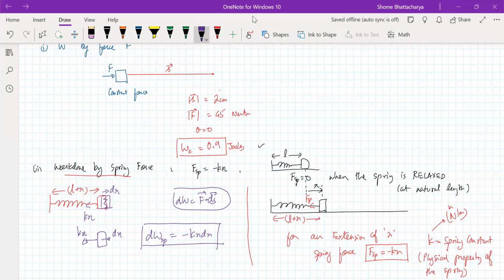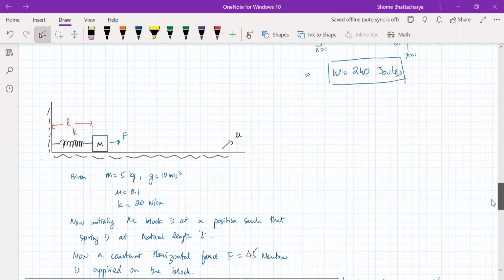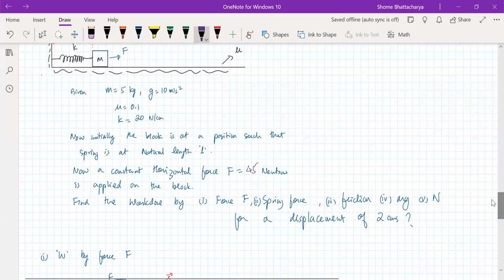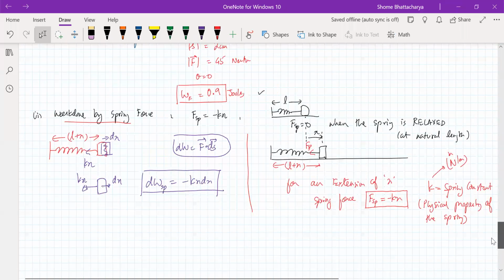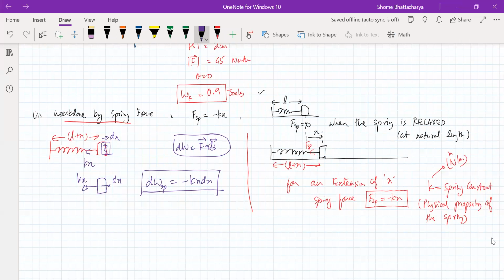Yes, sir. So now for the total displacement, where we are taking the spring from natural length till it is extended by how much? It is extended by 2 centimeters, because we are displacing the block by 2 centimeters. So we go from the initial state where the spring is at natural length, x equal to 0, to a final state where x is equal to 2 centimeters.